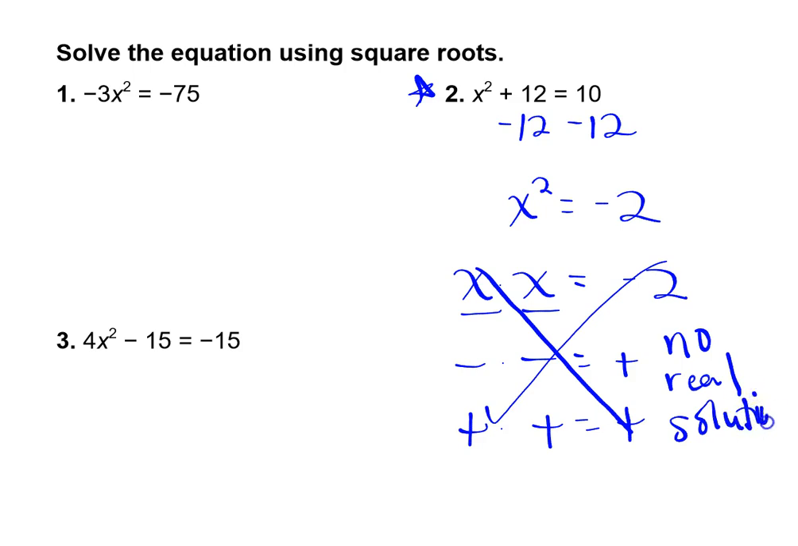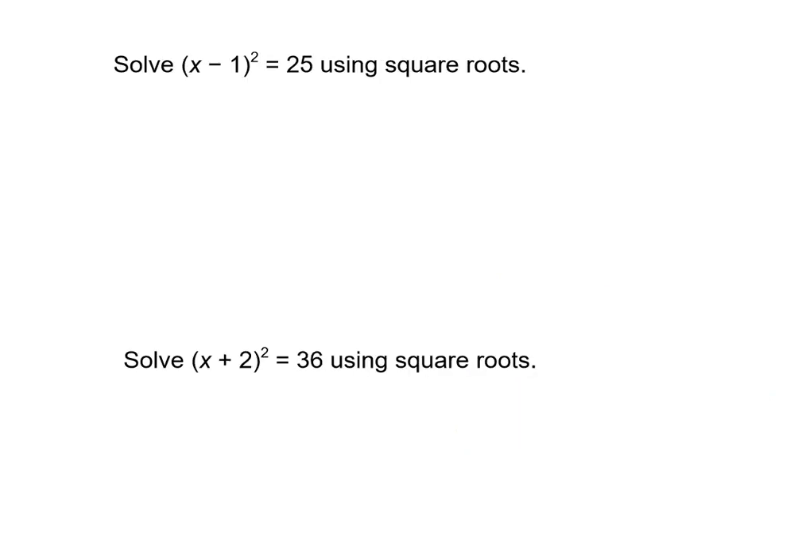So since this doesn't work, we're going to say that there is no real solution. The reason we say that is because there is a solution when we look at the complex set of numbers, but that's not where we are right now. So we're going to say there's no real solution.